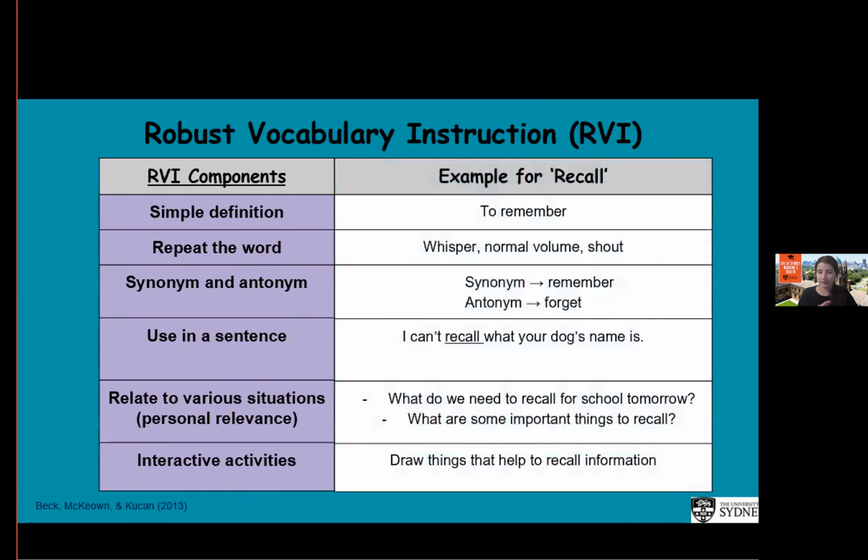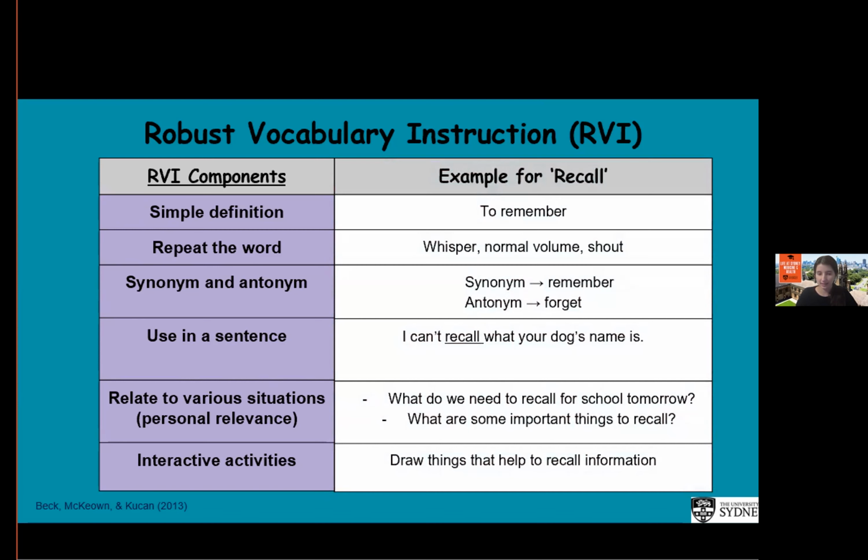Firstly, give a very simple definition. So for recall, this could be to remember. Secondly, get the student to repeat the word, perhaps 3 times. This could be done in a fun way. For example, the student could whisper the word, then say the word in a normal volume, and then shout the word. Then for a synonym and an antonym, a synonym could be remember, and an antonym could be forget.